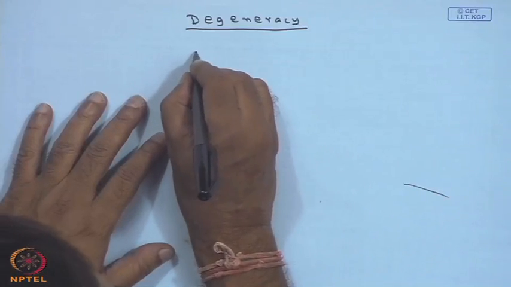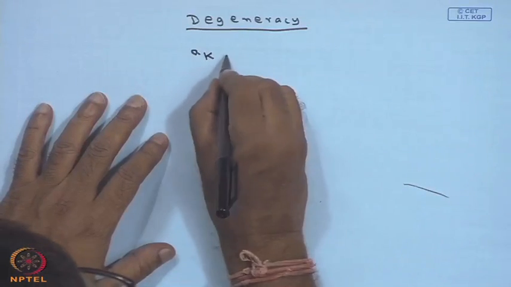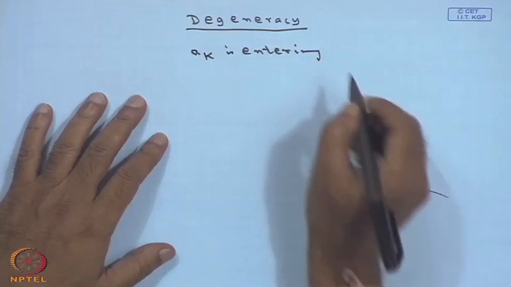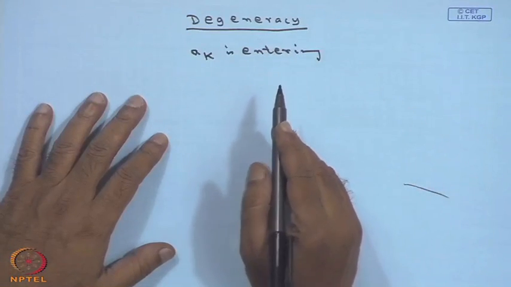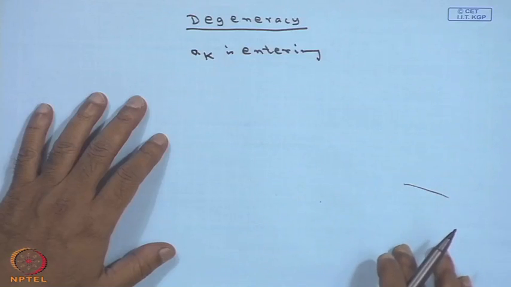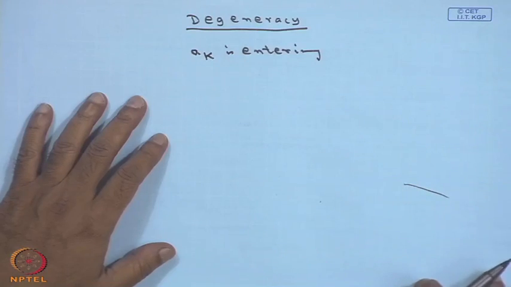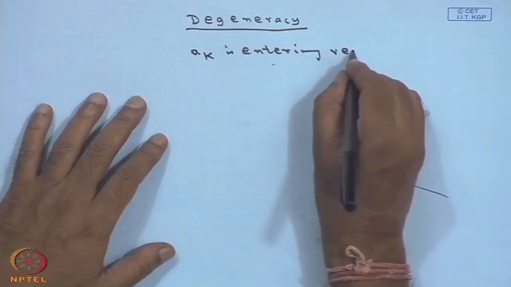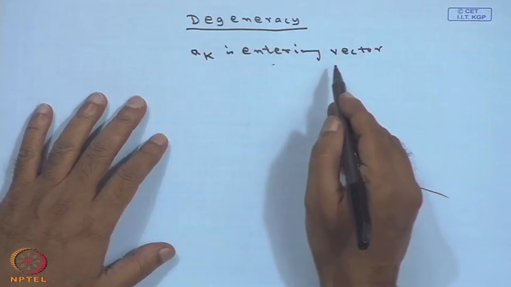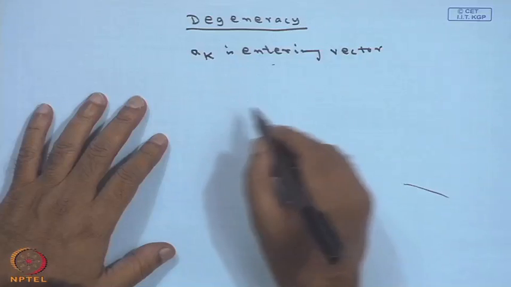In a particular problem, suppose a k is the entering vector. We are considering a maximization type of simplex problem which is degenerate. That is, we have a basic feasible solution where at least one basic variable value, or b value, is 0, which we are assuming. On that problem, suppose a k is the entering vector, that is, z j minus c j is most negative for this column a k.